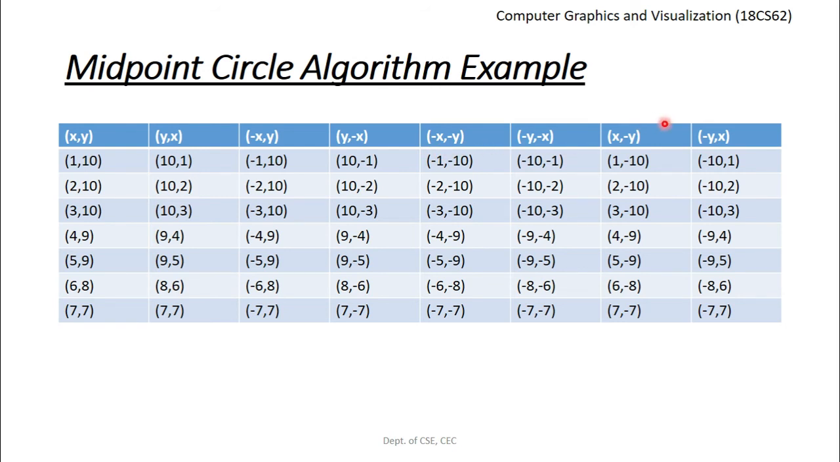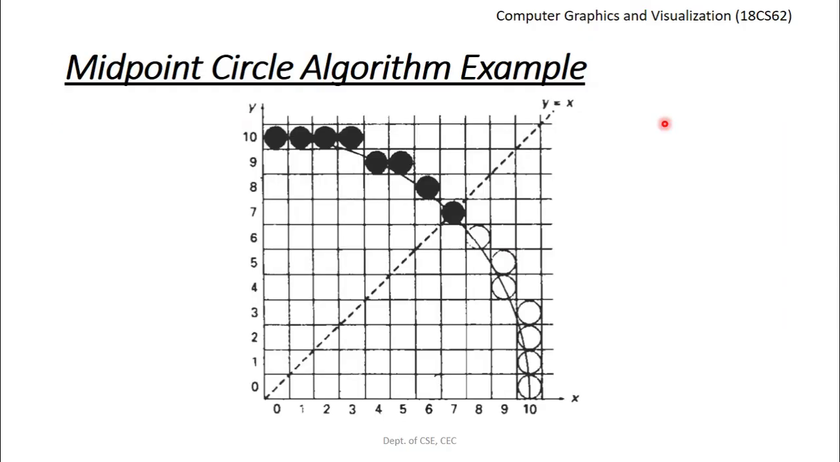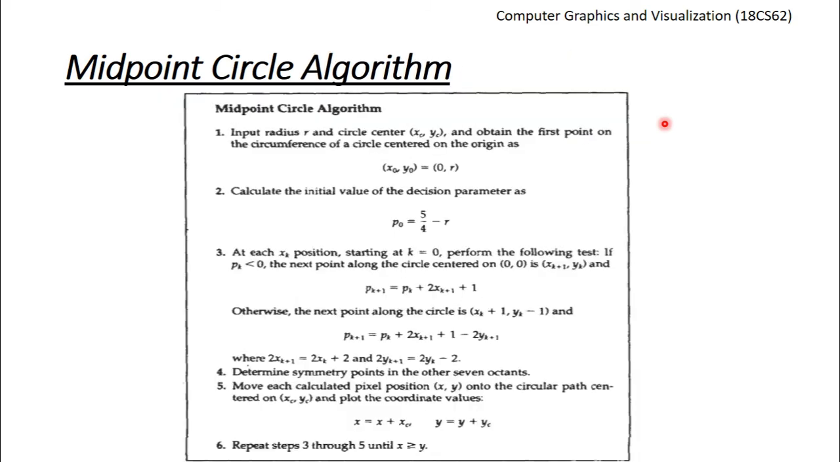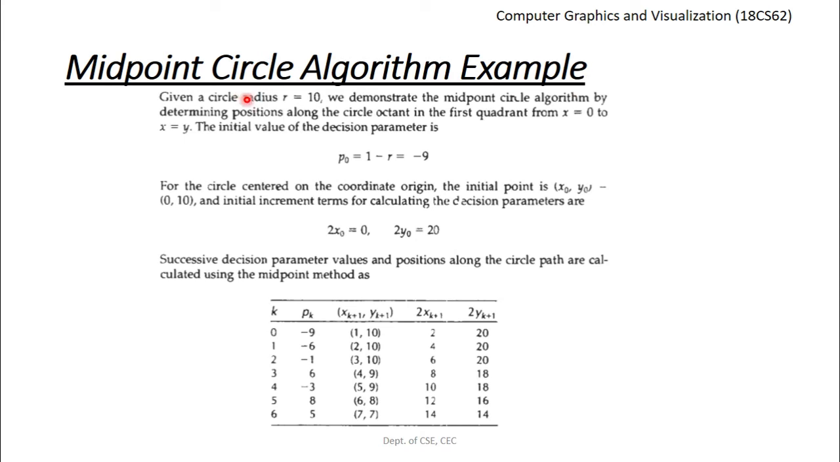And all these values, if you plot them together, you will find a circle. You can form a circle to be drawn, right? So that is the midpoint circle generation algorithm. We input the radius r, we find the initial point to be plotted, that is 0, r, and we find the initial decision parameter p0 equals 1 minus r if the value of r is an integer, or else we need to use the equation 5 by 4 minus r.